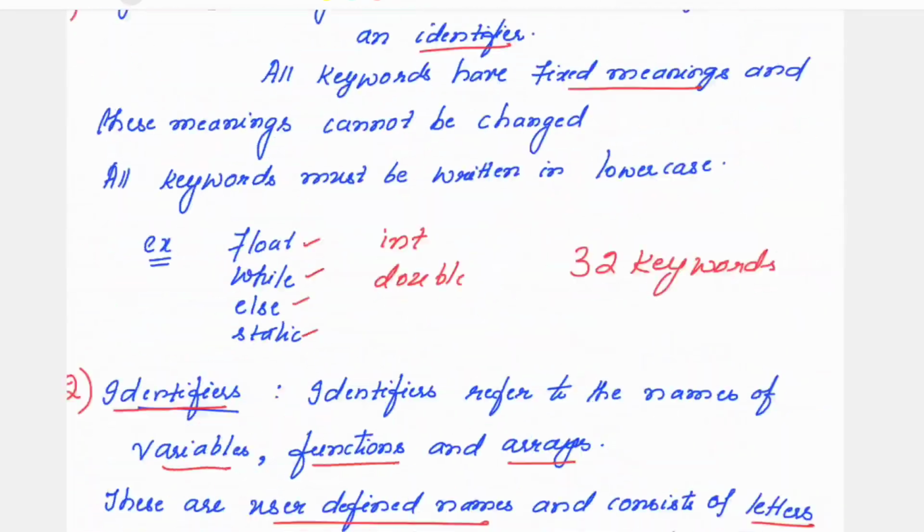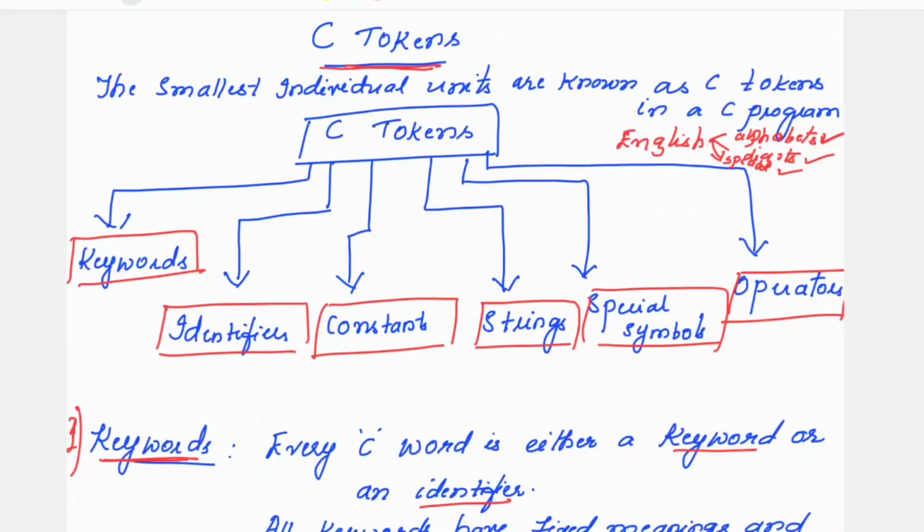So this is all about the C tokens available in a C programming language.